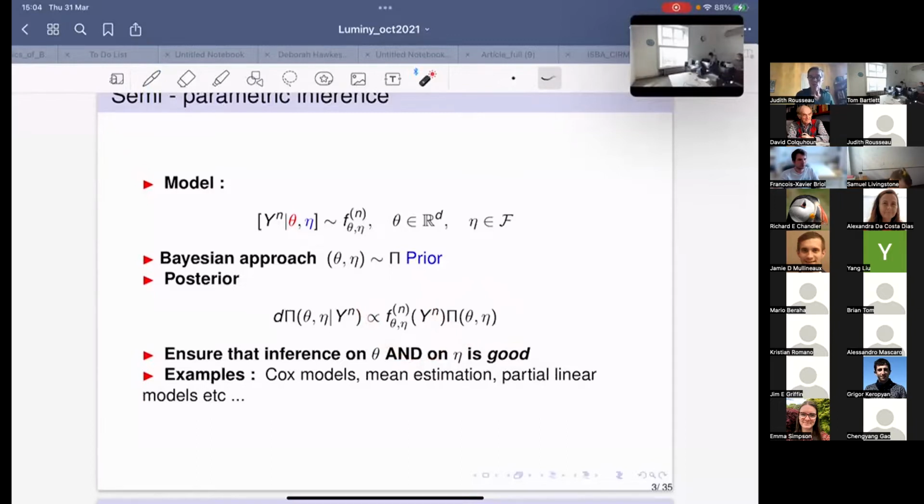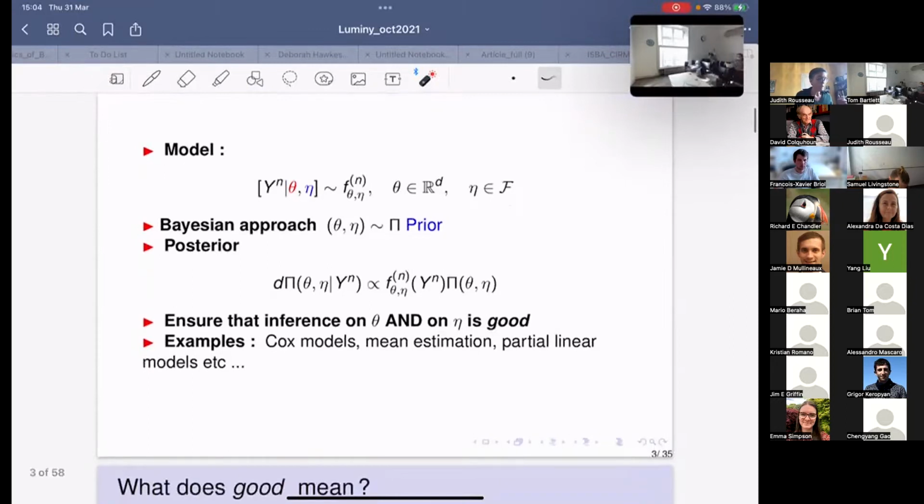And we want to make inference which is good in theta. So that's the semi-parametric problem. But we also want it to be good in eta. So both theta and eta can be parameters of interest, or also some functionals of theta and eta. There are lots of semi-parametric models that are very well known in the literature. The Cox model is the most famous one. You can do mean estimation when you don't want to specify the distributions, partial linear models, and so on. And the semi-parametric hidden Markov model is one of them.